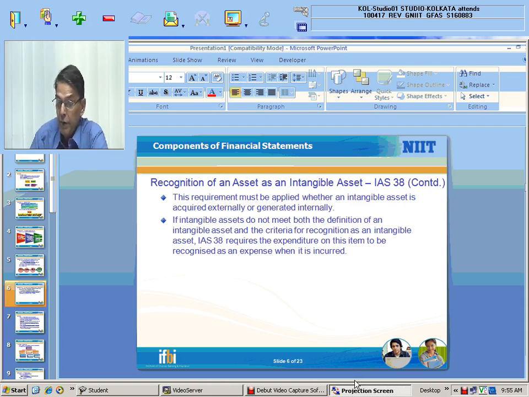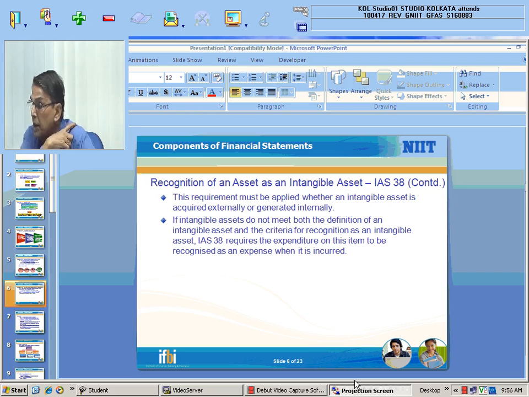In that case, when the particular software is one without which the machine will not operate, the entire item will be treated as property, plant and equipment under IAS 16. So when you buy a computer which comes with an operating system, that computer will be treated as an item of property, plant and equipment. Although the software is contained in it, the software will not be recognized separately as an intangible asset. The entire computer loaded with the operating system will be treated as property, plant and equipment.